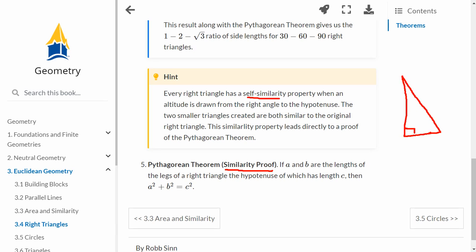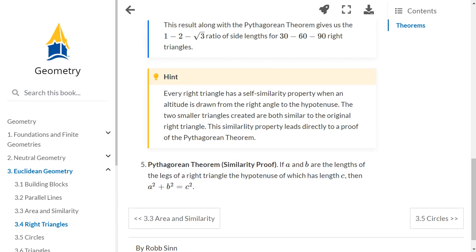And the idea is that if I draw an altitude from the vertex at the right angle to the hypotenuse, then both of the small triangles created, triangle 1 and triangle 2, are similar to the original triangle. That's true in every right triangle. Every right triangle, just start at the right angle, draw an altitude over to the hypotenuse, and you'll have three similar triangles.